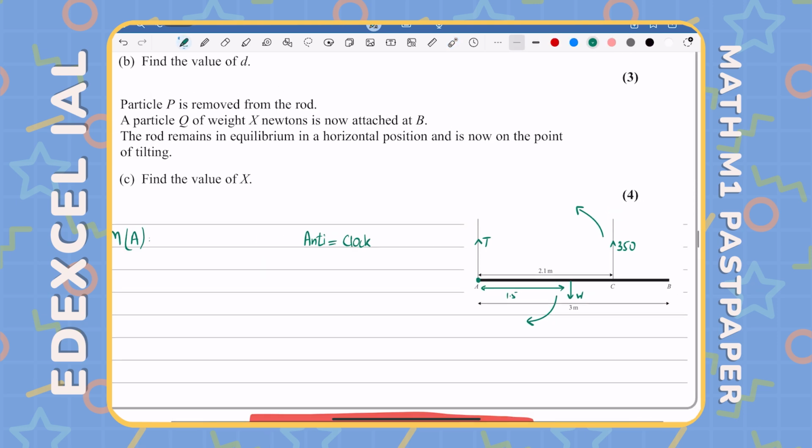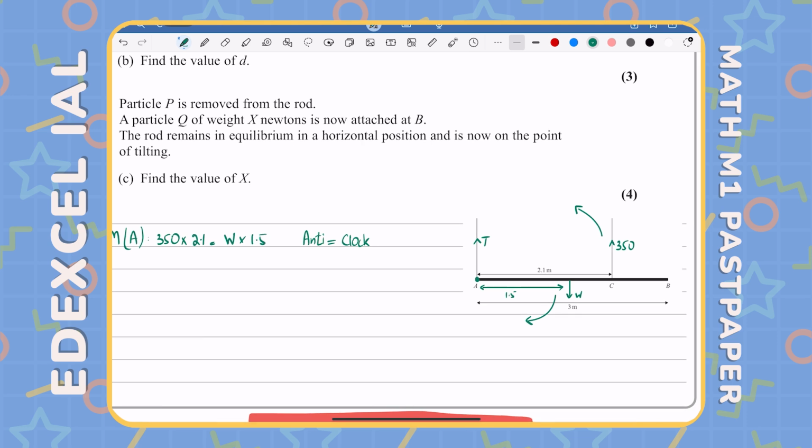Anticlockwise equals clockwise, so 350. Now the question is, what is the distance of this 350 newton force from A? That is 2.1. So 350 times 2.1 will be equal to the clockwise moment, and that is W. Now be careful, what is the distance of W from A? The distance of W from A is 1.5. So W times 1.5. Now all we got to do is work this out. 350 times 2.1 divided by 1.5, and yes, we do in fact get the value of W to be equal to 490 newtons, just as the question mentioned.